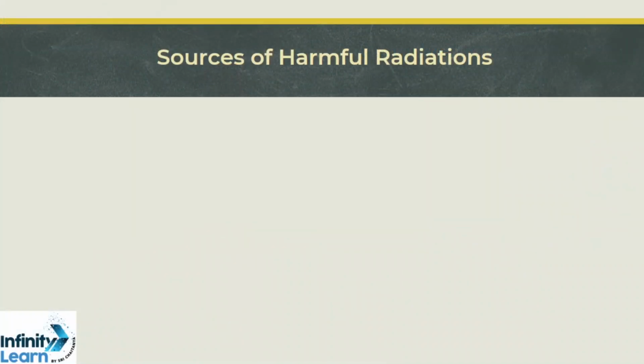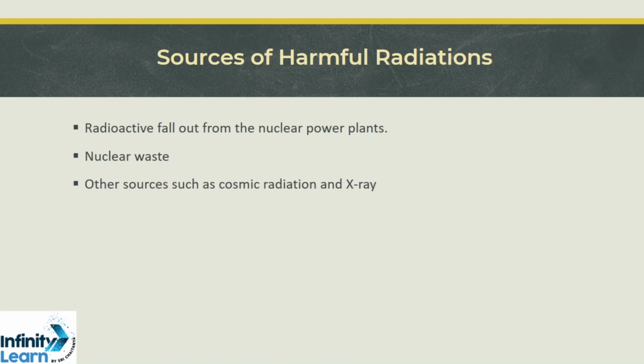Now, going back to the topic, let us quickly understand what are the main sources of harmful radiation. First, we have radioactive fallout from the nuclear power plants. Second, we have the nuclear waste which is generated from these nuclear power plants. And finally, we have other sources such as cosmic radiation and X-rays. Let us quickly discuss them one by one.